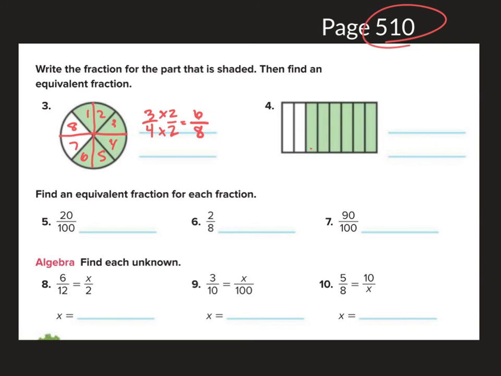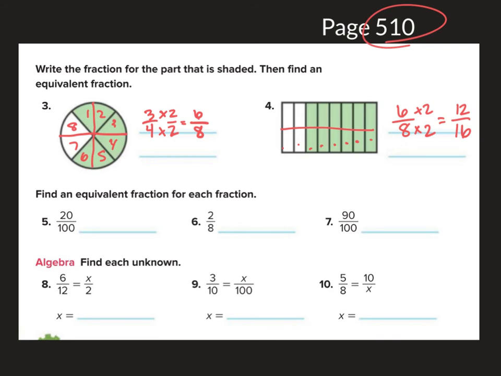So here too, 1, 2, 3, 4, 5, 6. We have 6 out of 8. Okay, that's the same as what we had before. Now, what if I multiplied by 2 over 2? I would get 12 out of 16. I'd just be cutting in half. Now I have 12 pieces out of 16 total pieces.